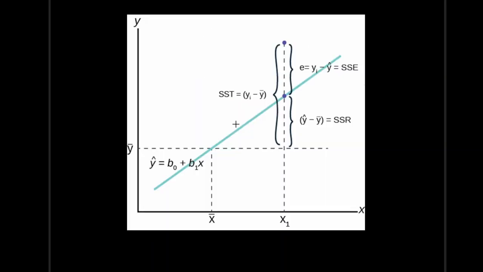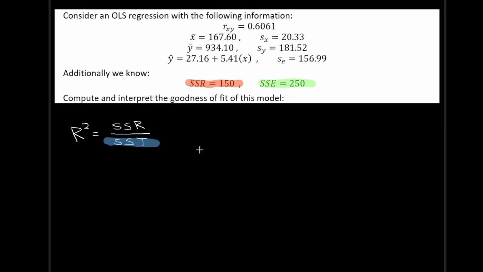Let's just jump back a page and take a look. What we can see in this diagram is that the sum of squared totals from here all the way up to here was just the sum of squared regressors plus the sum of squared errors. So we can take advantage of the fact that the sum of squares total, the total volatility in Y, is equal to the sum of squared regressors, the explained variability in Y, plus the sum of squared errors, the unexplained variability in Y. Sum of squared regressors is 150. Sum of squared errors is 250.